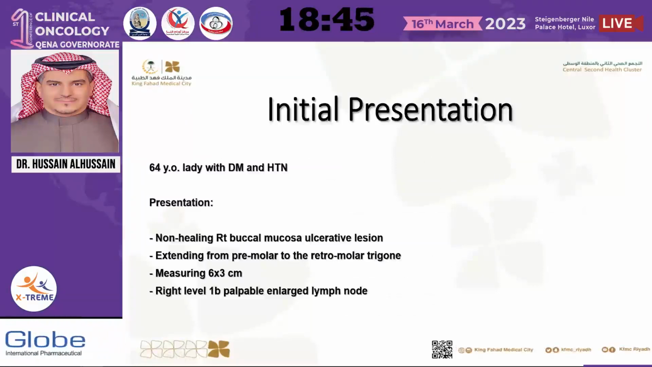So this is a 64-year-old lady who is coming to the clinic, presenting with diabetes and hypertension. She has a non-healing right buccal mucosal ulcerative lesion extending from the premolar to the retromolar trigone, measuring 6 by 3 centimeters, with a right level 1B palpable enlarged lymph node.